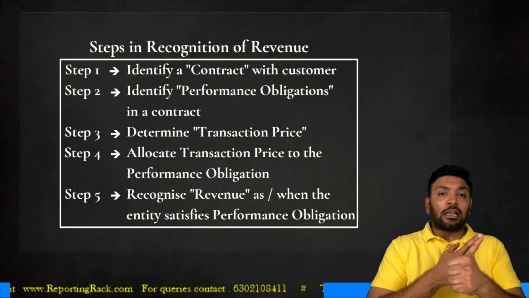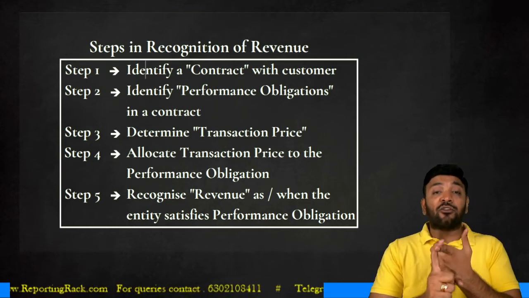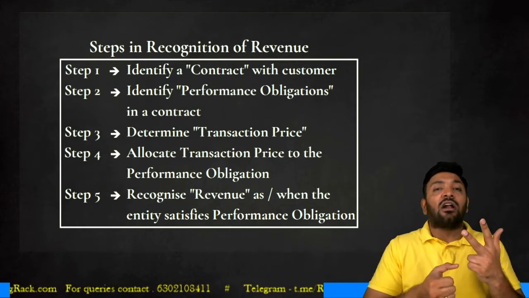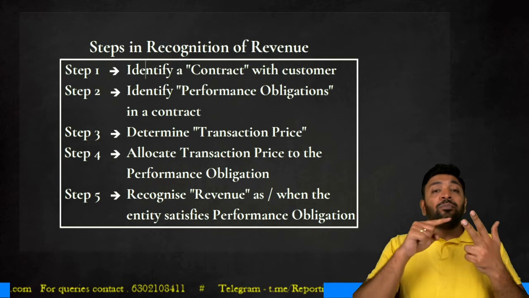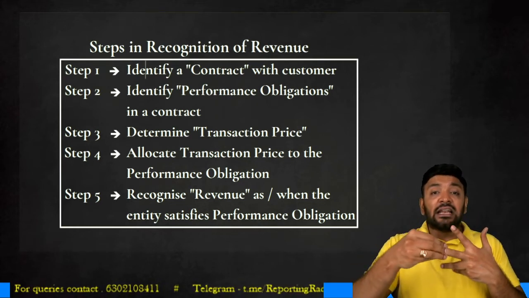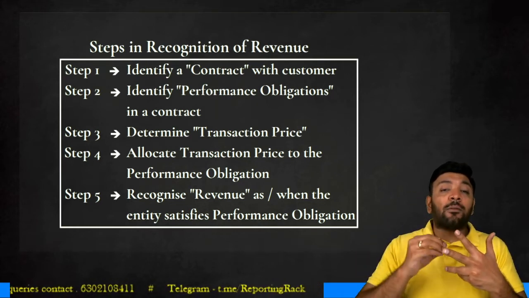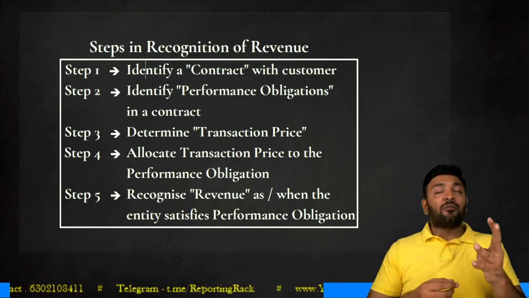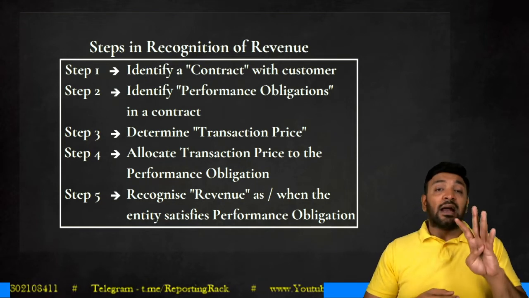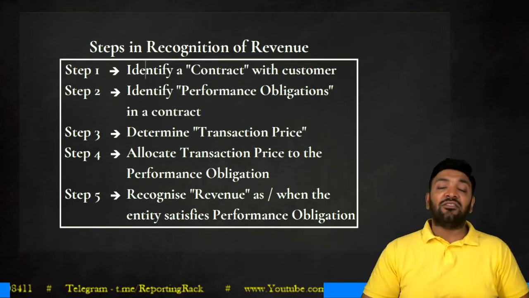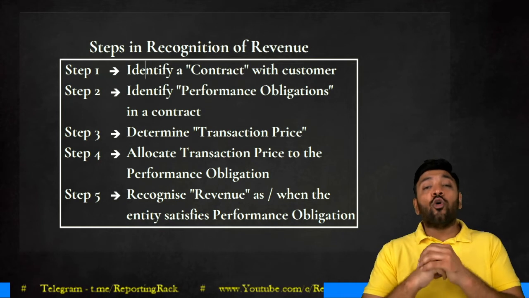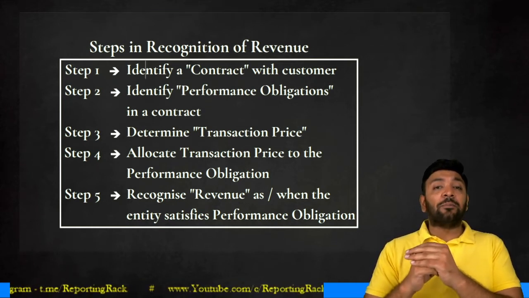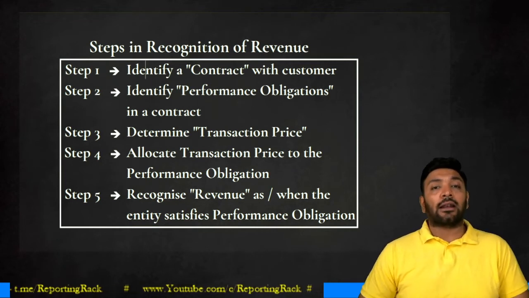First, identify the contracts. Second, identify performance obligations in this contract. Third, determine what is the consideration in the contract, which is the transaction price. Step four, this consideration has to be allocated to each performance obligation identified in step two. That is your step four. Finally, recognize revenue at a point of time or over a period of time based on when or as the entity performs its obligations under the contract.